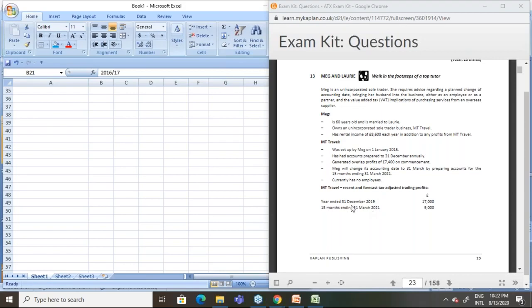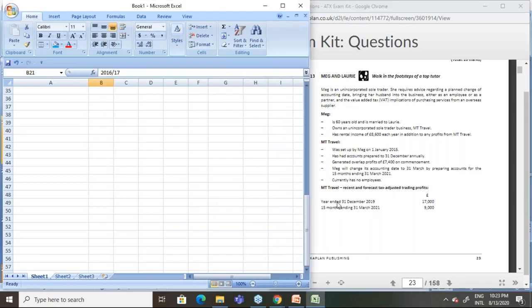Now what we should do is, for the year ended 31st December 2019, we are applying the current year basis, 2019/20. For the year ended 31st December 2019, that 17,000 should be taxed. And then we have 2021.